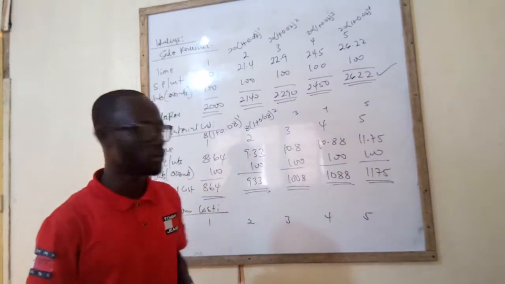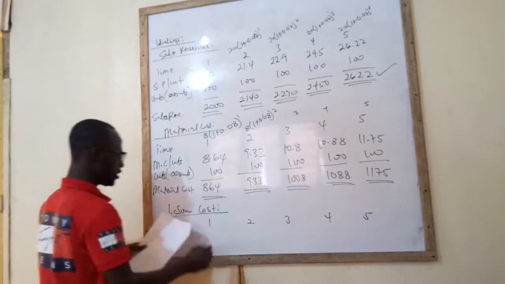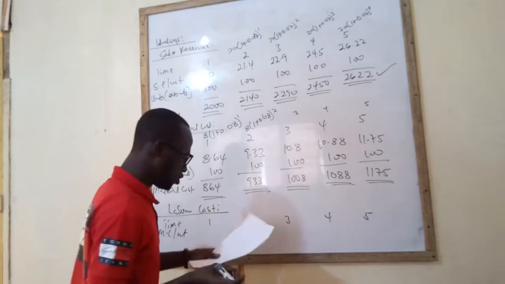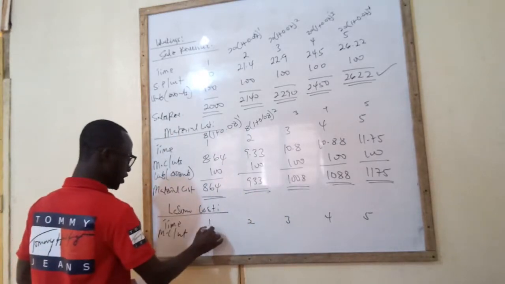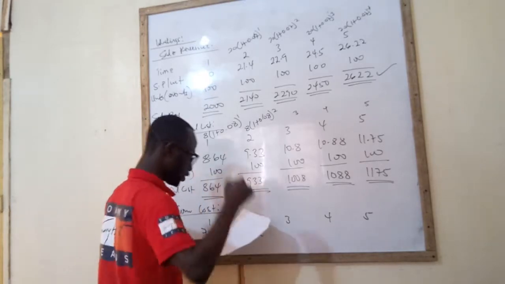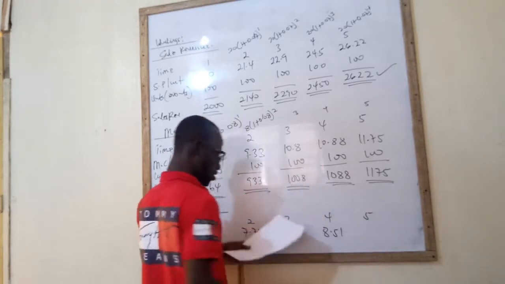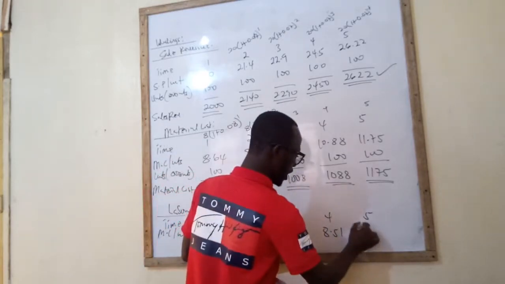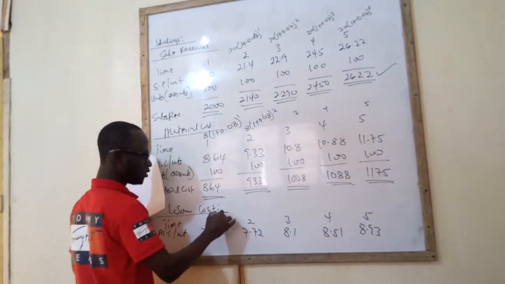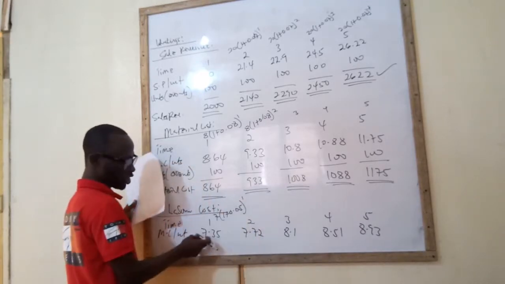inflating at 5%. So labor cost per unit, for the first year, inflation will come in, and that will be at 5%. So the first year is going to be 7.53, second year 7.72, third year 8.1, fourth year 8.51, fifth year 8.93. How did we get that? For the first year, it's going to be 7 times (1 plus 0.05), exponent 1. That is what gave us this figure.